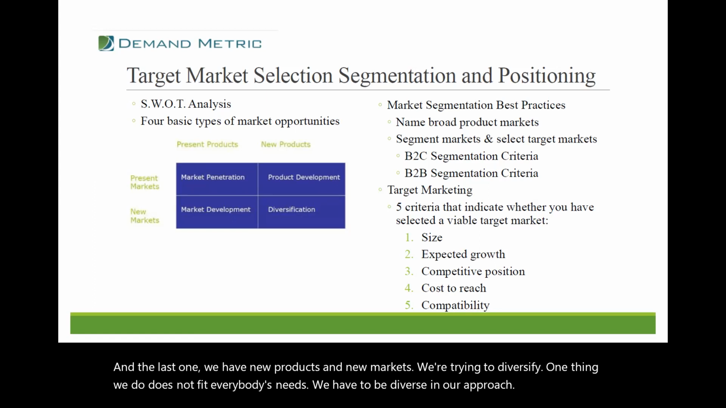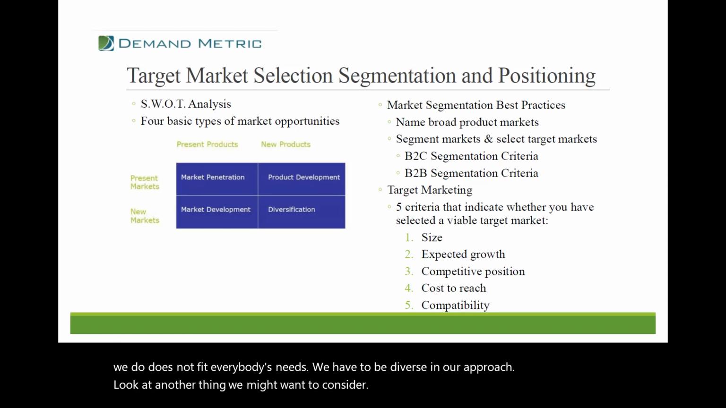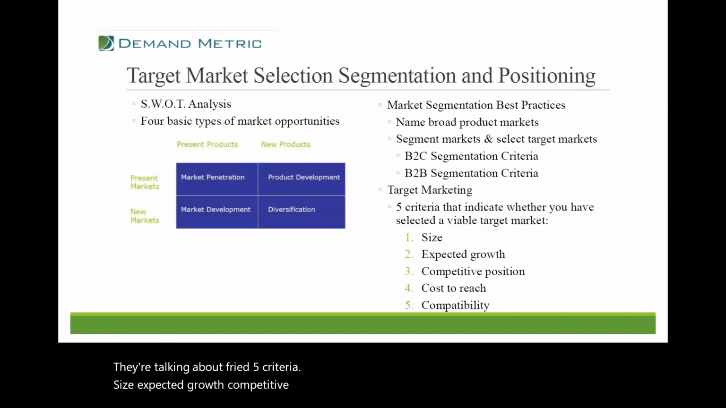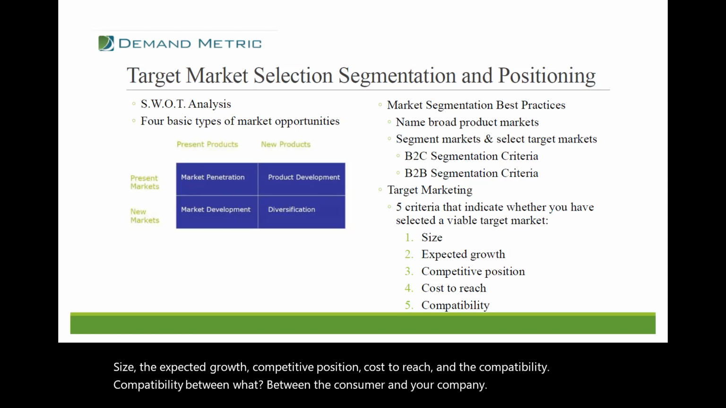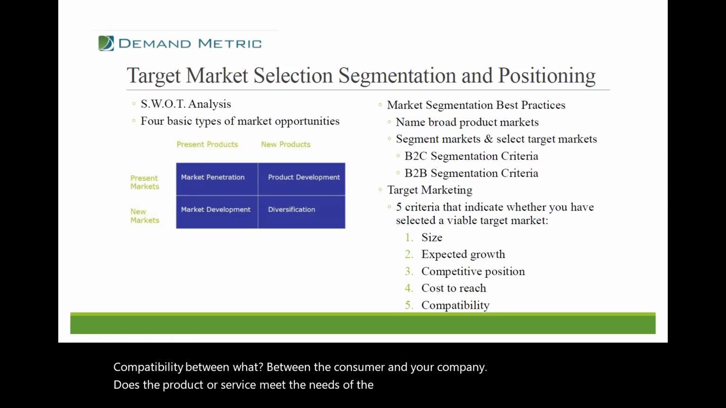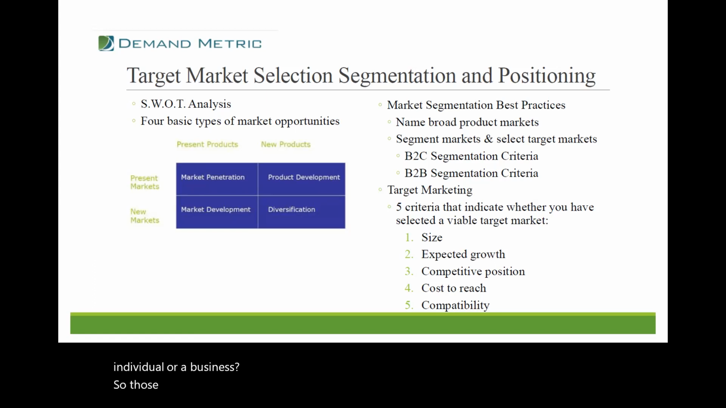Now, look at another thing we might want to consider. On the right hand side, under the heading Target Marketing, it's talking about five criteria: size, expected growth, competitive position, cost to reach, and the compatibility. Compatibility between what? Between the consumer and your company. Does the product or service meet the needs of the consumer? Whether that consumer be an individual or a business. So those are other factors that you could consider when evaluating the criteria you selected for each of your target markets.